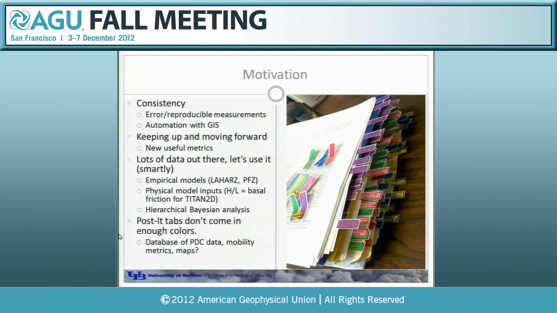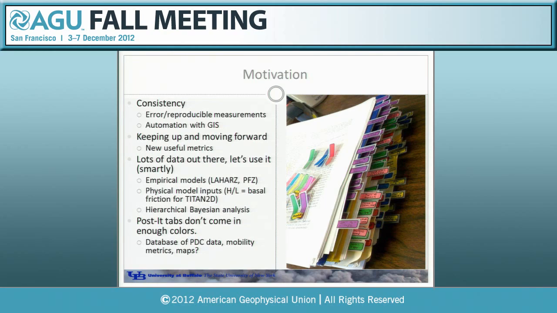Part of the motivation is, around 10 years ago, there was a lot of debate about these mobility metrics and which were appropriate for pyroclastic density currents and should we be using them. Now we tend to just report them as a matter of course and not think too much about it. In putting this database together, a few things jump out at you. One is consistency. There's not really any error associated with any of the measurements, no reported error, that is.